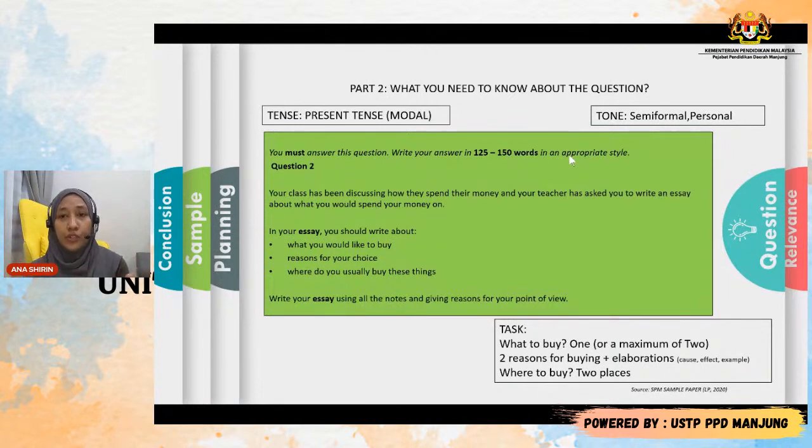So let us go to the question. What do you need to know about the question? Because the question that we have in part 2 is going to ask you on your personal opinion. You will need to sort of give, this is based on 4.21 of your writing, where you actually have to give opinions and different points of view.